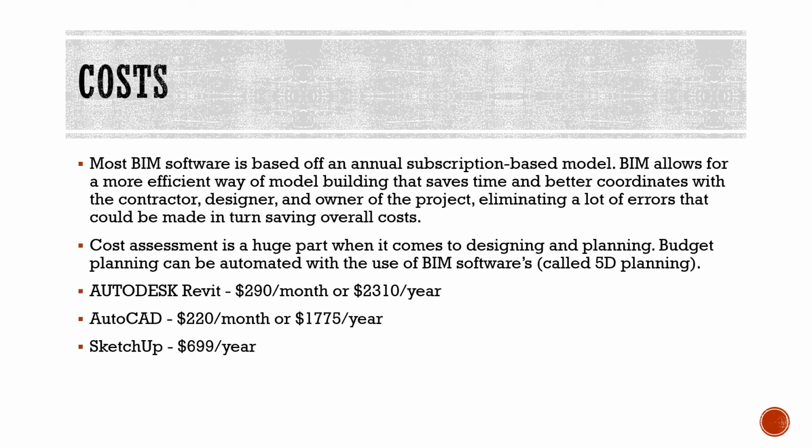Now, the cost of BIM software is usually on an annual subscription-based model. Some of them range from the low 200s all the way up to 300-400 a month. Autodesk Revit goes for $23.10 a year if you wanted to do the entire subscription annually. SketchUp is $700 a year. It just depends on the features that it's providing for you. It helps companies save money, and it also allows companies to make the most out of what they have.